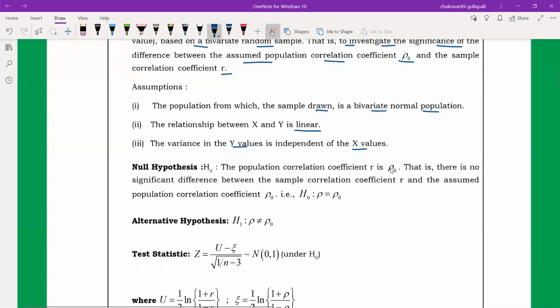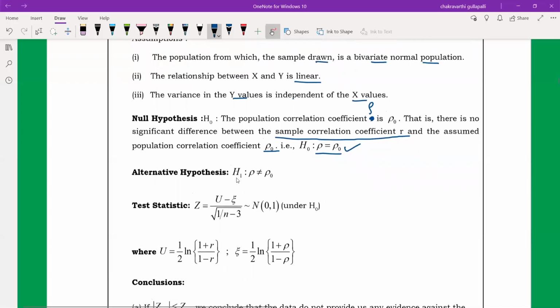Null hypothesis. H naught: rho is equal to rho naught. The population correlation coefficient is rho naught. That is, there is no significant difference between the sample correlation coefficient R and the assumed population correlation coefficient rho naught. No difference between R and rho. That is the alternative statement: the population correlation coefficient rho is rho naught, some specified value.